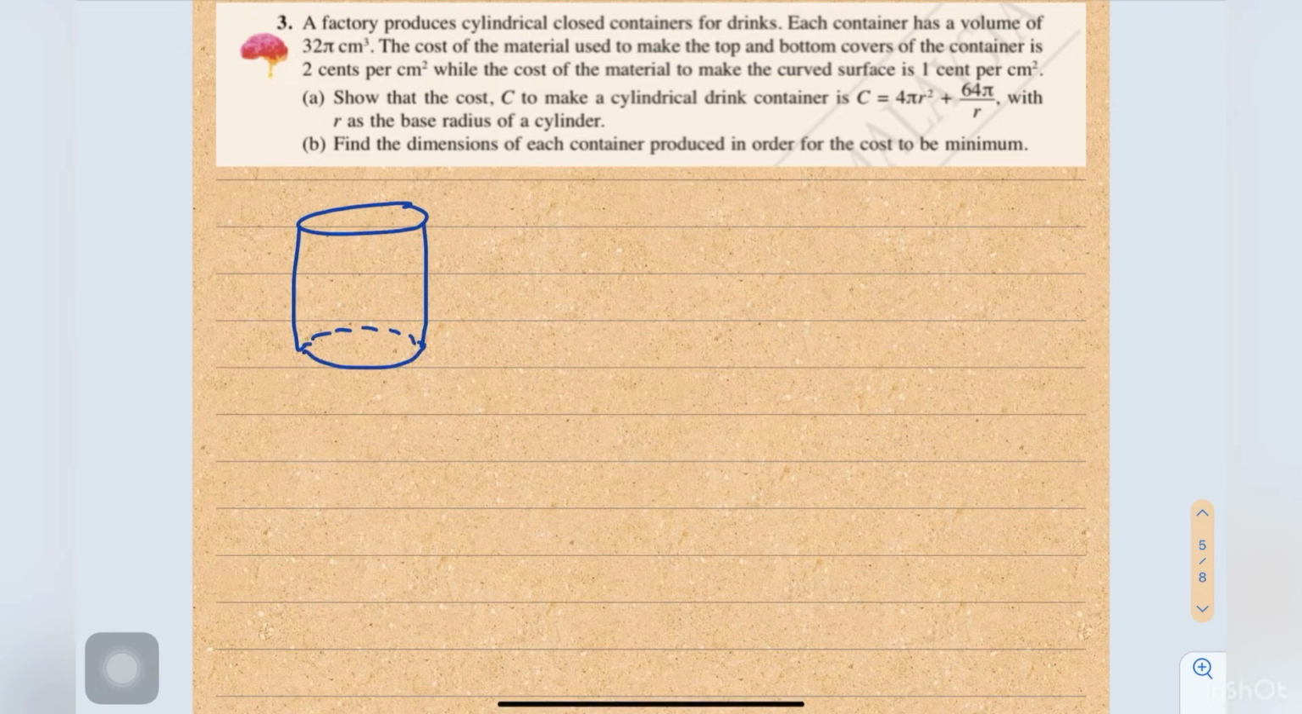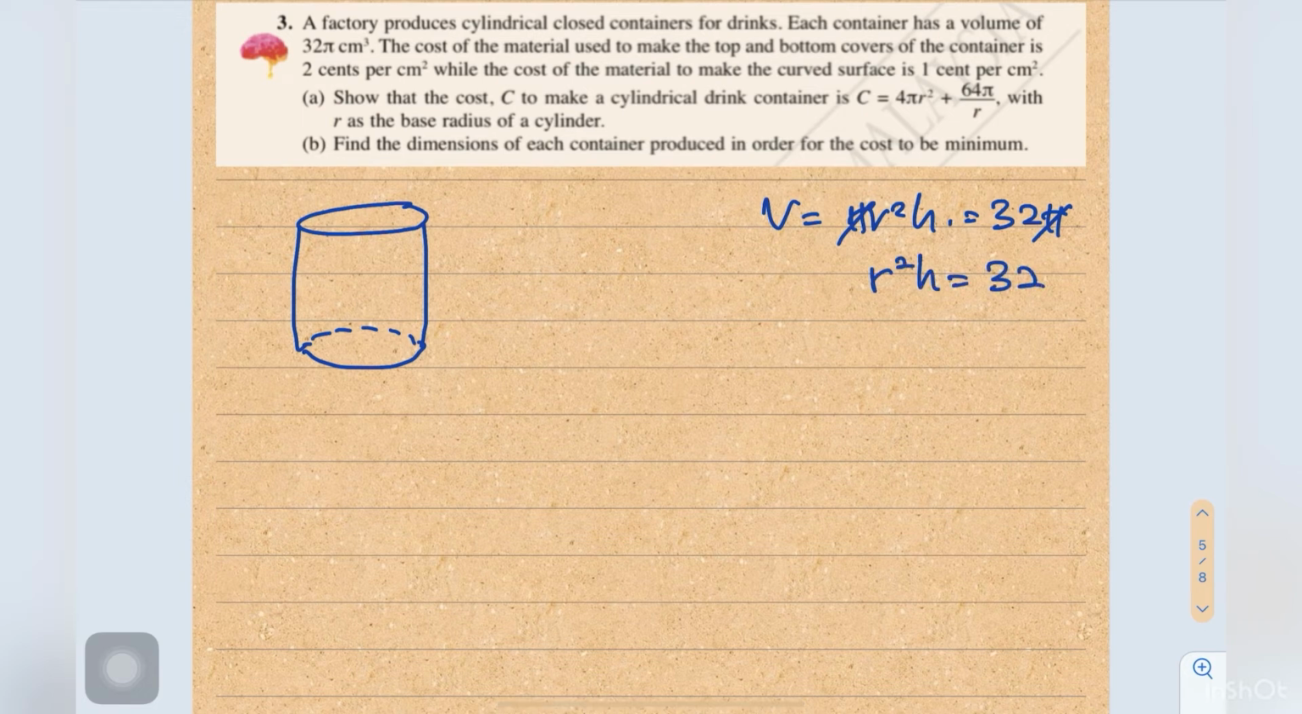Okay, so volume of cylinder is pi r squared h equals 32 pi. Okay, so we can simplify here. We have r squared h equals 32. Okay, this one is the first information we can get from the question. Okay, the cost of the material used to make the top and the bottom. For the top we have the shape of a circle, so pi r squared. The bottom as well, circle. Okay, the curved area is 2 pi r h.